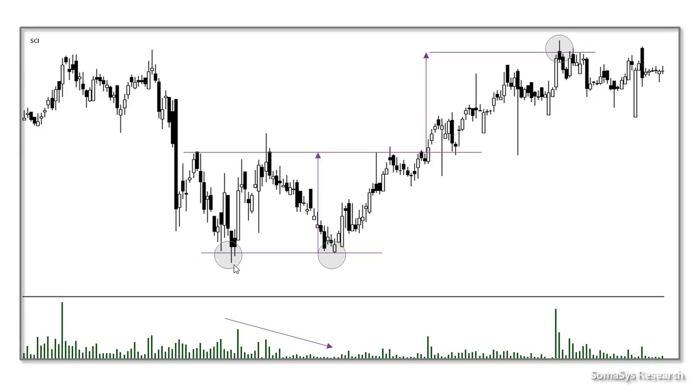See here, the first bottom. You can only see shadows below this drawn support line. No closing is below this line.